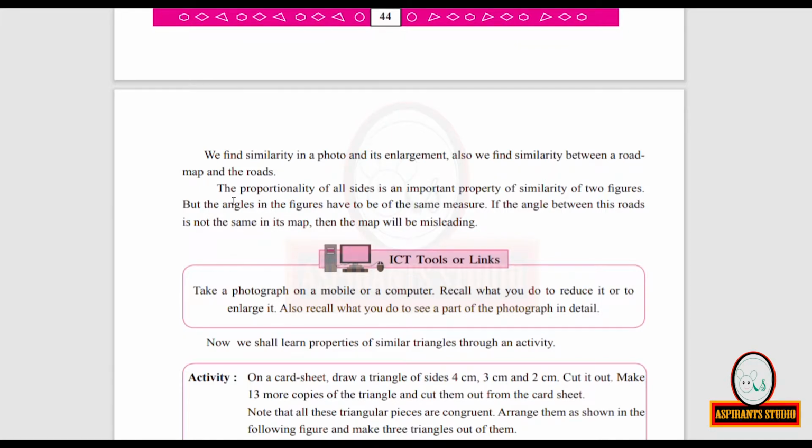Now listen, this is very important for similar figures. The proportionality of all sides is an important property of similarity of two figures. That is the ratio of the corresponding sides. If you take the ratio of the corresponding sides, all the three ratios will be equal. But remember that the angles in the figures have to be of the same measure. The corresponding angles have to be congruent.